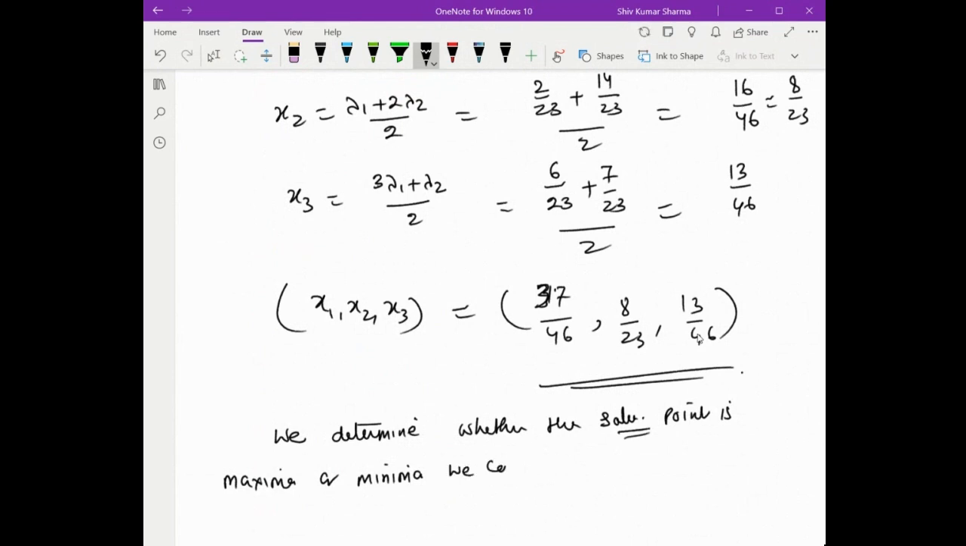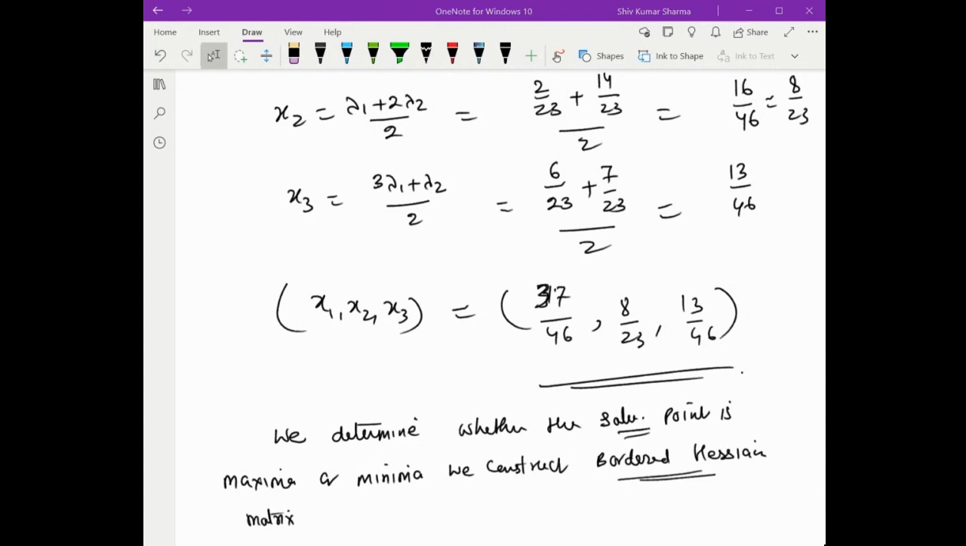So we construct the bordered Hessian matrix. You know that we take the name bordered Hessian matrix. So in the bordered Hessian matrix, what is the order of the null matrix? An MCQ type question can be asked in this form.